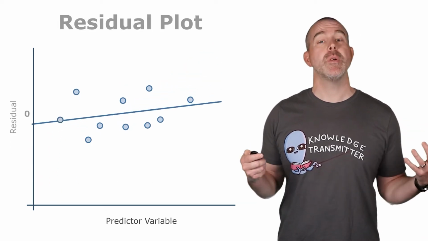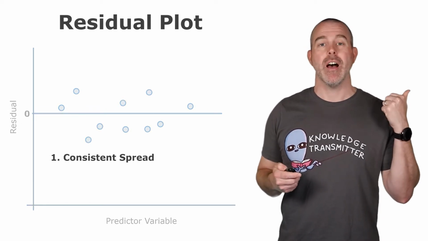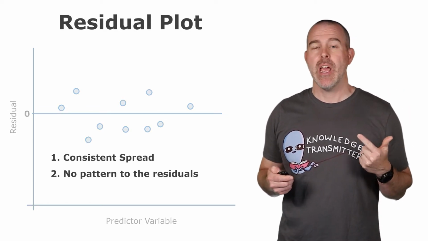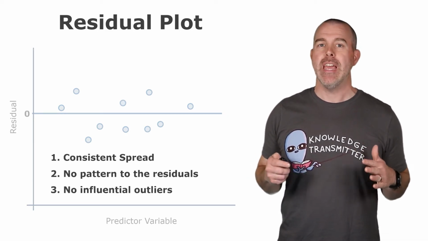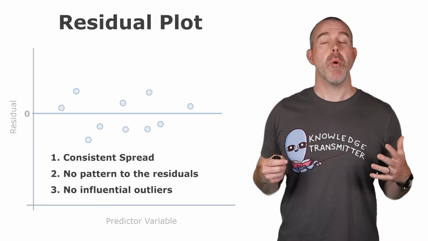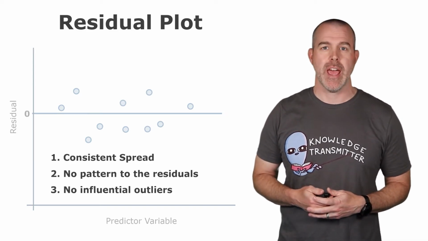So again, for the residual plot, the three things we're looking for are: first, we want to have a consistent spread. Second, we want to have no pattern to the residuals. And then third, we don't want to have any influential outliers. What we want to talk about now then is how to get this residual plot within StatCrunch.